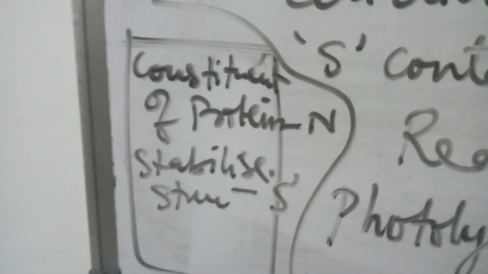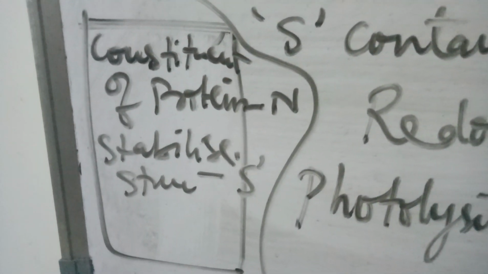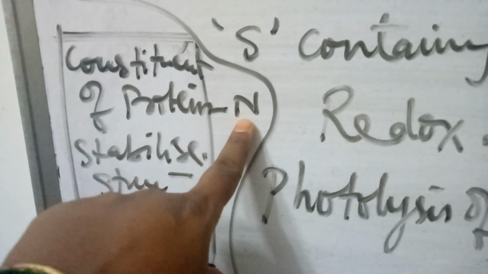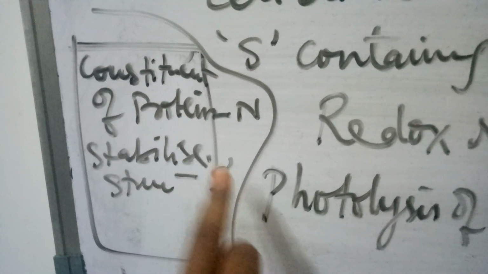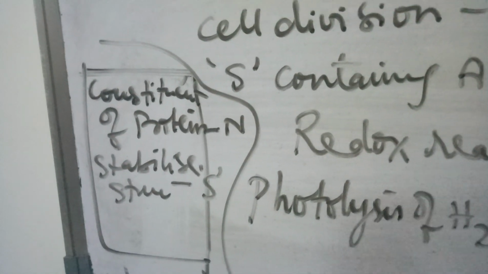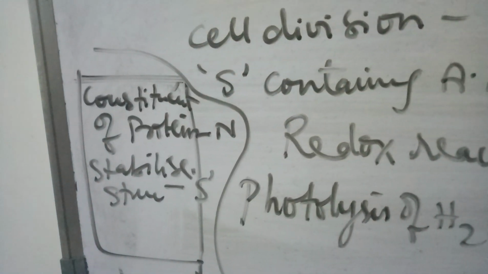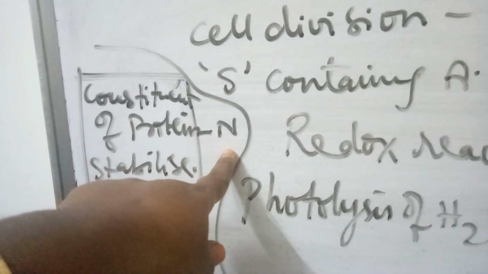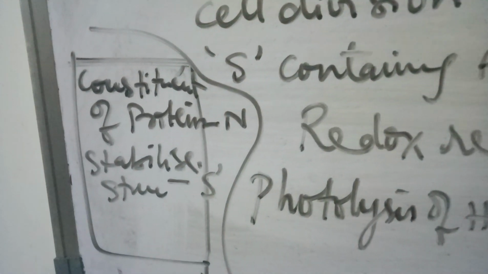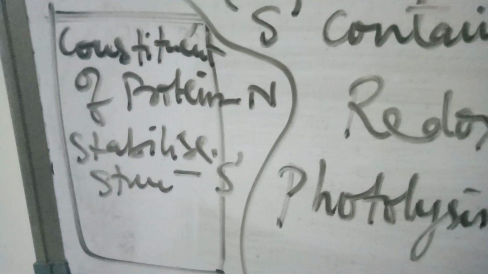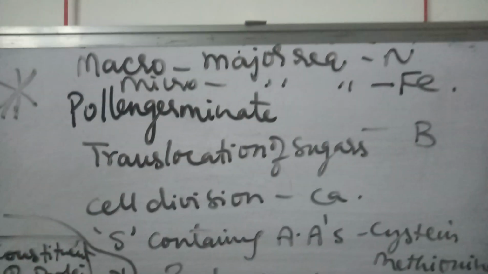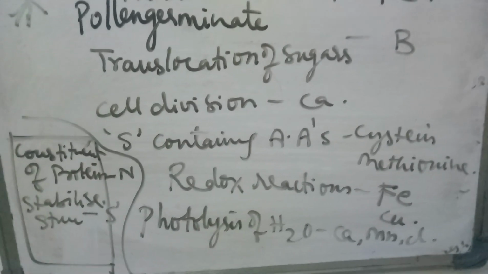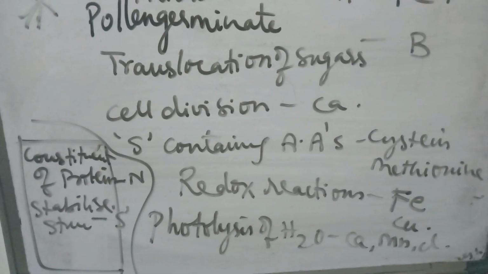Coming to protein: an important protein constituent means nitrogen. What stabilizes the protein structure means sulfur. Don't get confused between these two. Constituent of protein, nitrogen. Stabilizes the protein structure, sulfur. So you have to remember that. All these points are very important, and repeated bits will come from here.